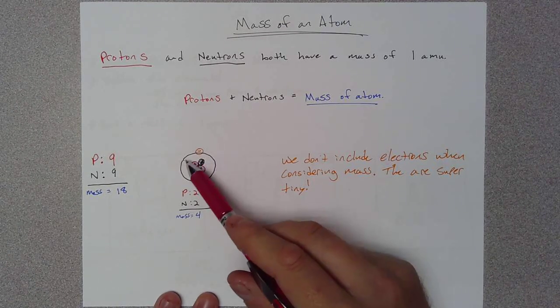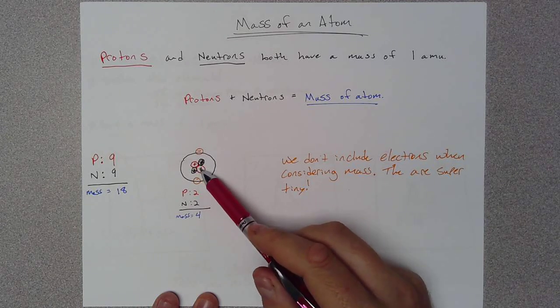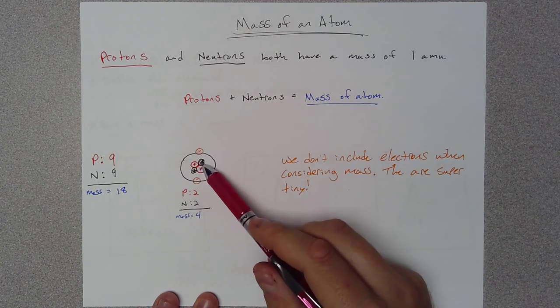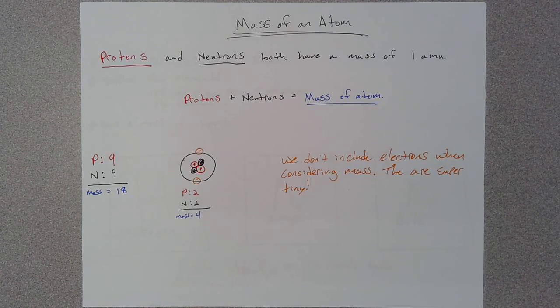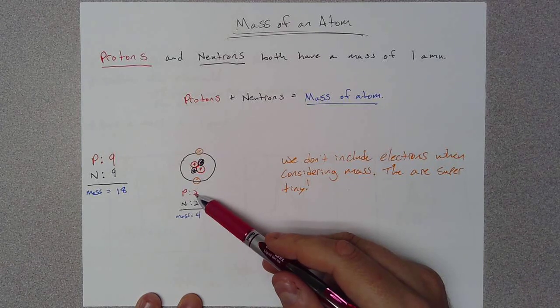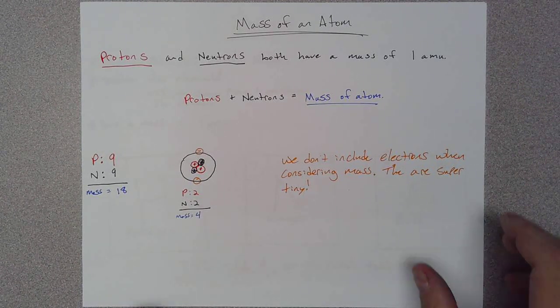So if I look at this model right here, this was helium from before, there's 2 protons, there's 2 neutrons. There's also 2 electrons, but the electrons do not contribute anything to the mass for my calculations. So I add them together, 2 protons plus 2 neutrons, and it's a mass of 4. Okay.